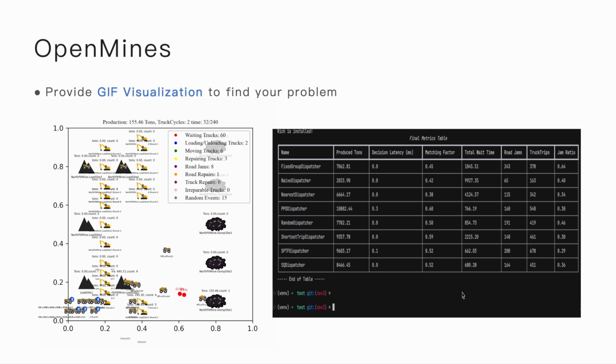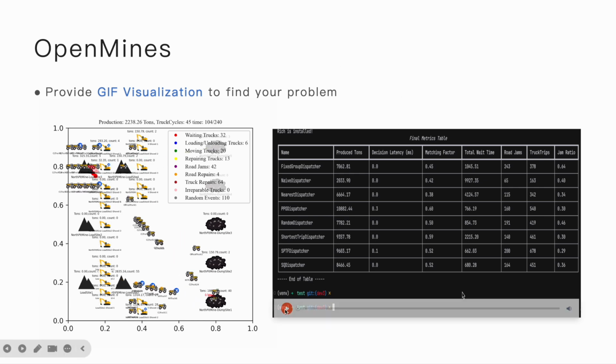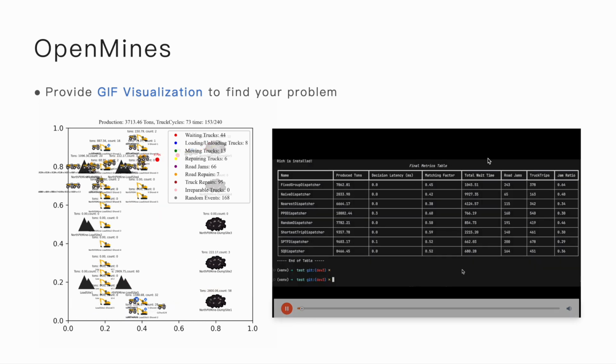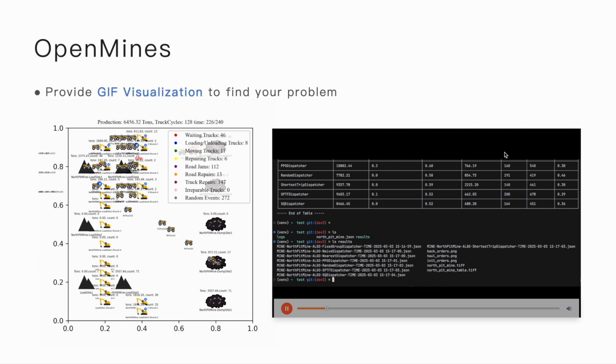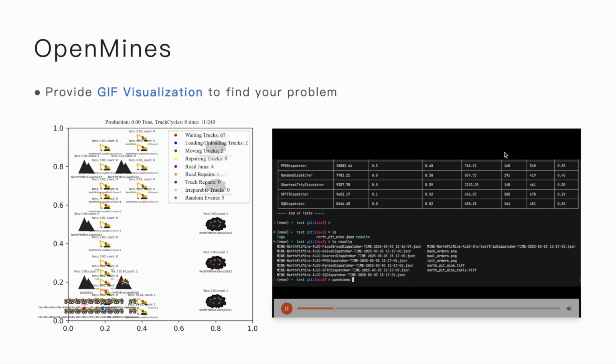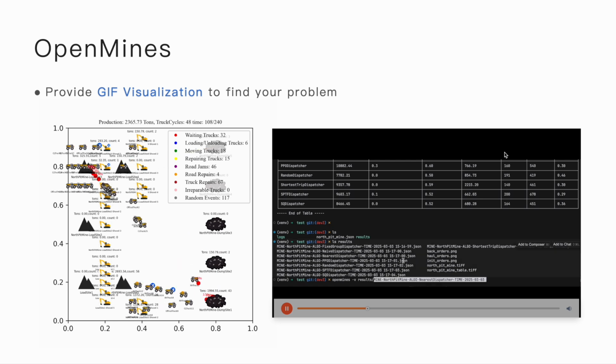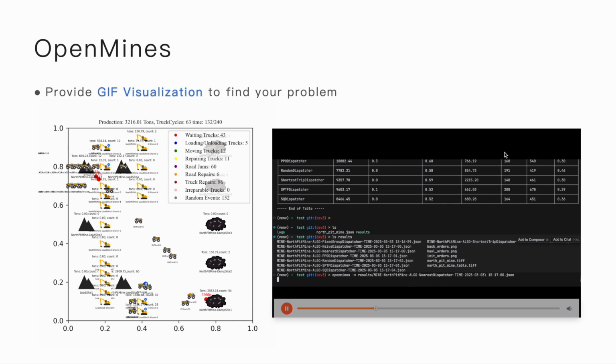OpenMines also provides you with a very handy visualization tool. Let's say that you've just finished running the command. Now you have a result folder. Inside the result folder, there are many JSON files concerned with each dispatcher. All you need to do is visualize. Use the visualize command with your dispatcher, and then it will generate a GIF.